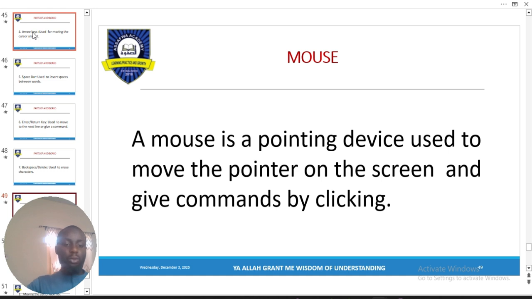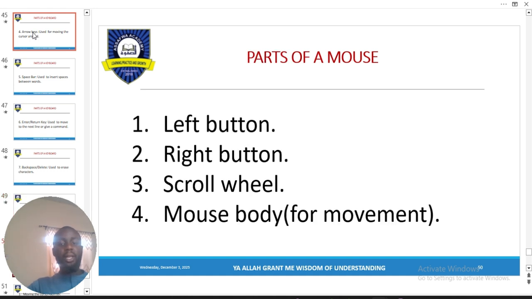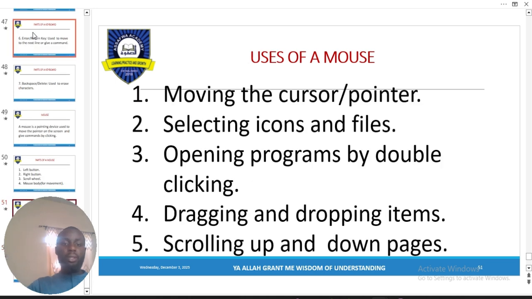Then we have the mouse. A mouse is a pointing device used to move the pointer on the screen and give commands by clicking. Parts of a mouse, we have the left button, the right button, the scroll wheel, and the mouse body, which is used for movement. The uses of the mouse, the first one is moving the cursor, which is the pointer. Then the second one, we have selecting icons and files or opening programs by double clicking. The fourth one, we have dragging and dropping of items. Then the fifth one, we have scrolling up and down of pages.